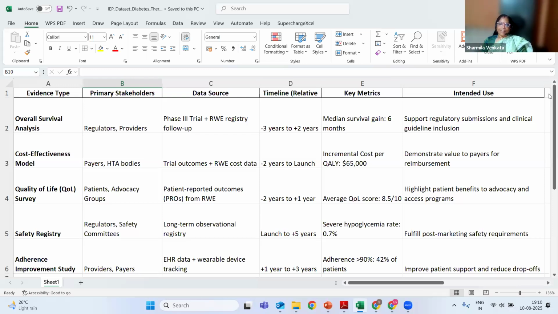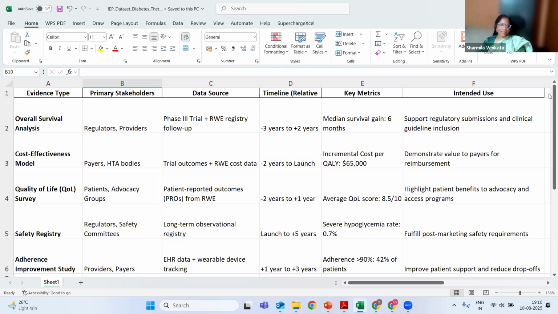So here, clinical outcome matters, and also the patient's day-to-day experience. Like an HbA1c reduction is great, but patients also care about energy levels, right? So convenience and side effects. By capturing patient-reported outcomes from real-world users, we get a more human picture of the therapy's impact. So an average 8.5 per 10 quality score is a powerful message for advocacy groups lobbying for broader access.